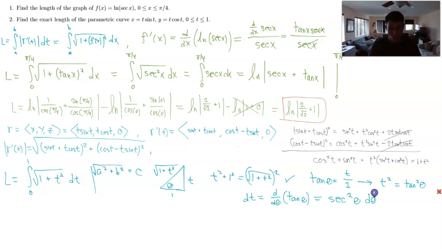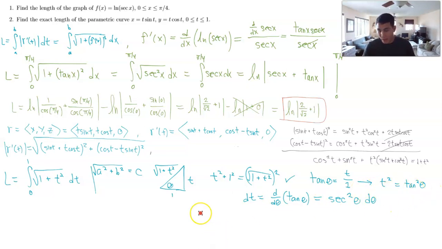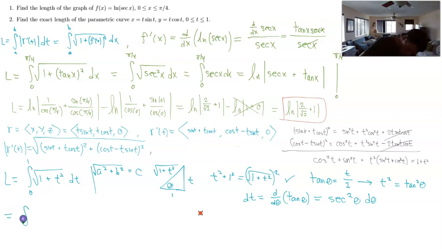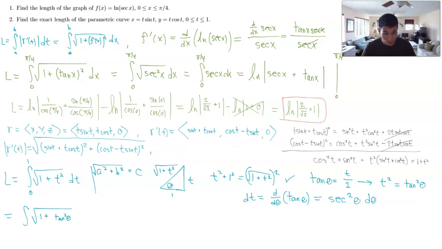And I'm writing this in differential form. That's why it looks like that. Okay, but here we go. That's everything we need to do this trig sub. So we're going to get the integral of 1 plus tangent squared theta, because t squared is the same thing as tangent squared theta. And then dt is secant squared theta d theta. And then you're like, okay, well, what are the bounds?